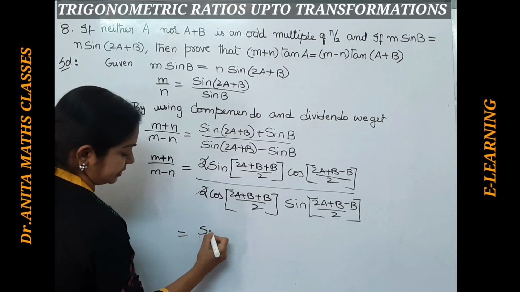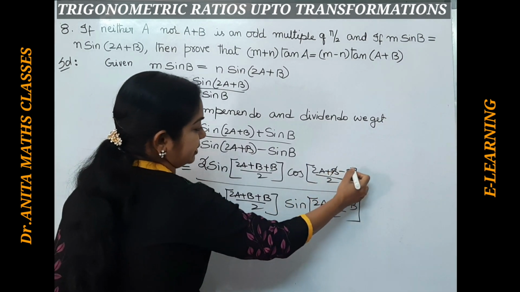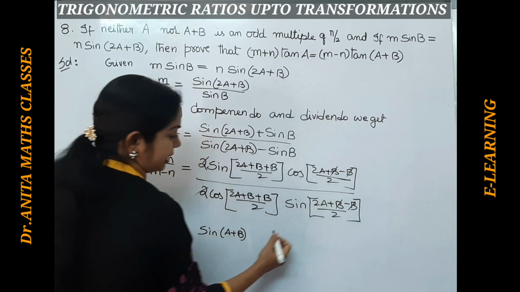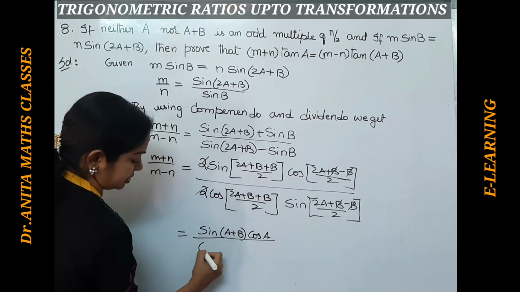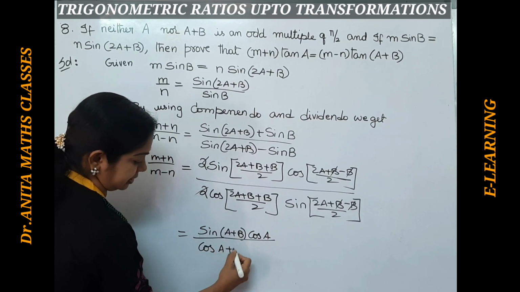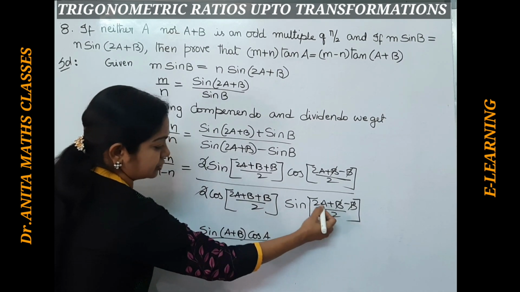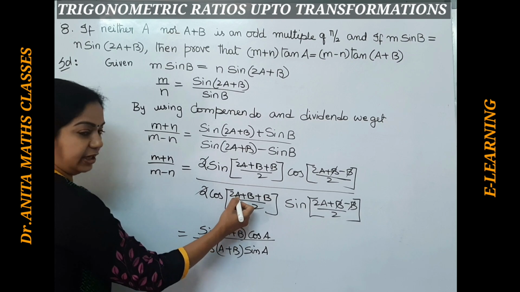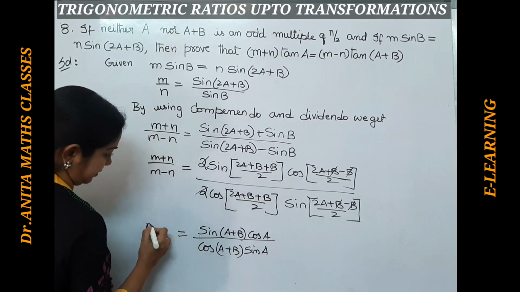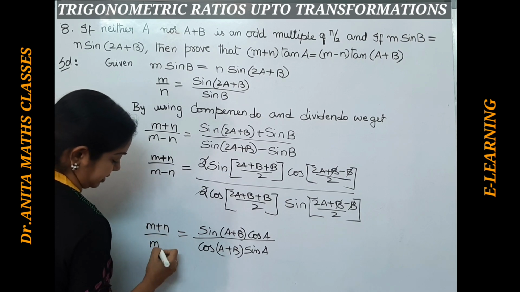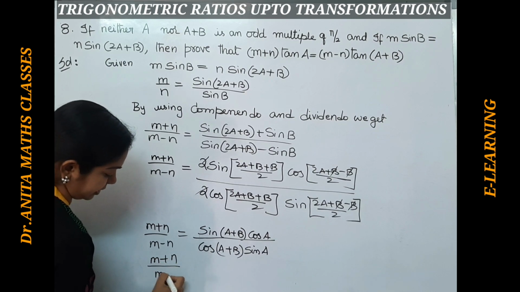Here the remaining will be just sine of (A plus B). Here also plus B minus B goes off, the 2 gets cancelled, just cos A. Divided by cos(A plus B) and sine of A. Here also, if you take 2 common, the 2 goes off and A plus B remains. So this side we have (m plus n) divided by (m minus n).